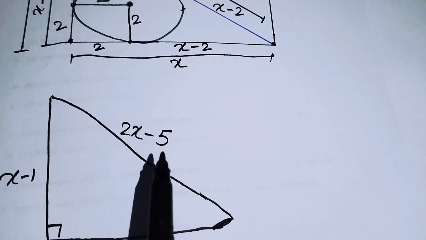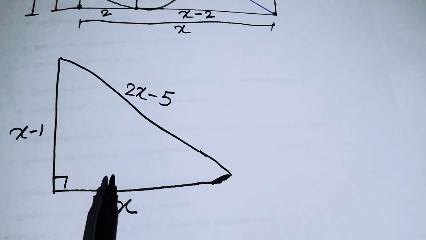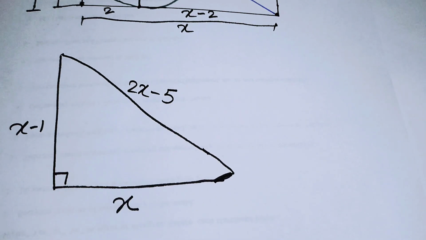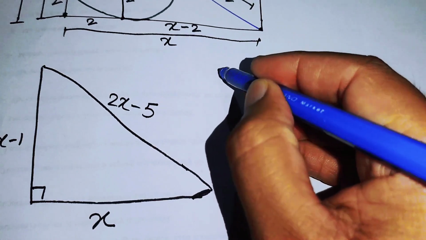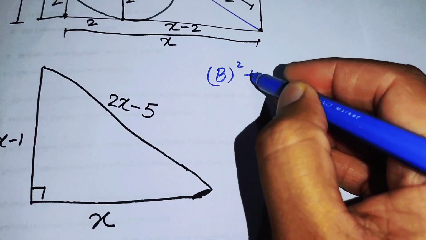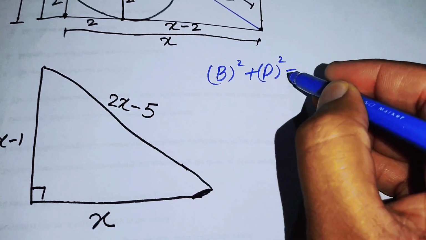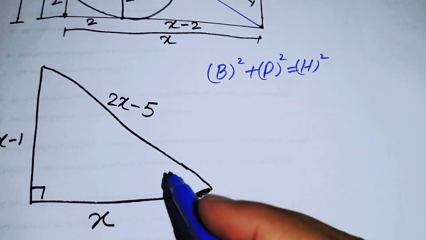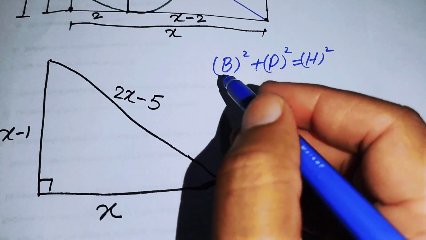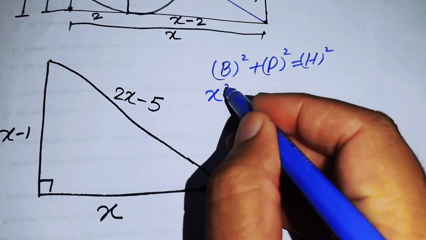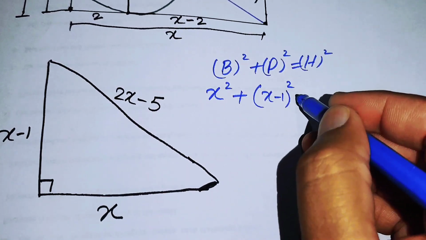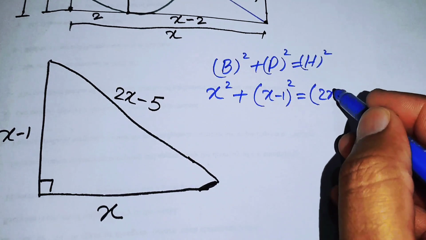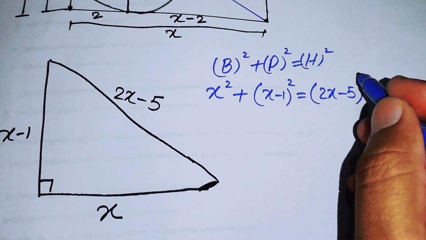I can find it here and write it here. So now I can just solve this nice right triangle, and we will find the value of x. You know that the Pythagoras theorem is base square plus perpendicular square is equal to hypotenuse square. So the base here is x, so it becomes x square, and the perpendicular is x minus 1 square, and the hypotenuse is 2x minus 5 square.